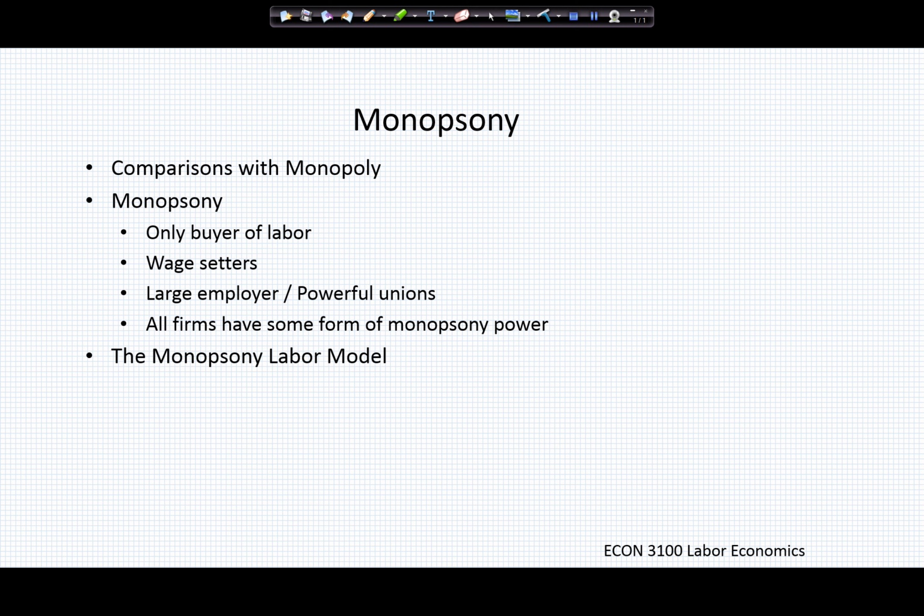Well, monopsony is really just the opposite. Rather than being one producer of a good in a market, a monopsony would be representative of one buyer of a good in a market. And when we're thinking about monopsony in the labor market, we're thinking about a large purchaser of labor. So this might be a relatively small town in which there are lots of small employers and two or three or maybe just one great big factory that employs most everyone.